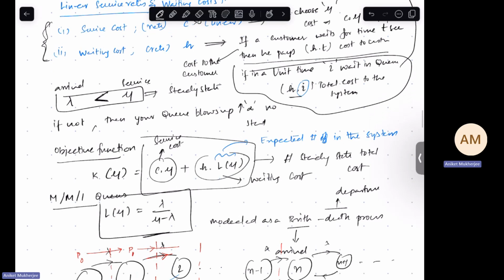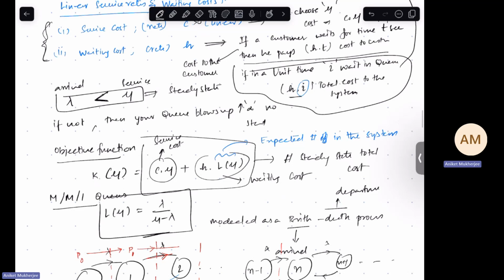So now you define two cost functions. Using these two cost functions, we'll define the objective function. The objective function, we defined as the sum of the service cost and the waiting cost: C mu plus h into I. But this objective function, we are defining at the steady state with the expected total cost of the system, right? So you have expectation of C into mu. Since C and mu both are just numbers and not random variables, the expectation of C mu is C mu, plus expectation of h into I.